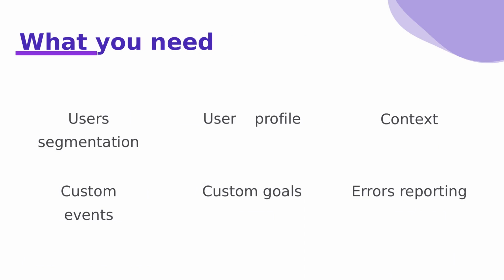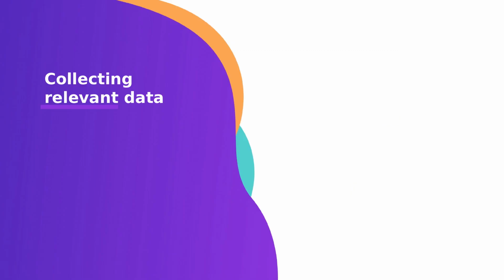You need user segmentation. You need a well-synced user profile to your SaaS. We need, again, to add more context to the data we collect. And we will be able to create custom events, custom goals, and we will see in the second part how to create a report of a JavaScript error that the user will find on your SaaS platform. The first part of this talk is about collecting relevant data, and in a second time, we will see how to plot them in proper reports or directly in your SaaS platform.